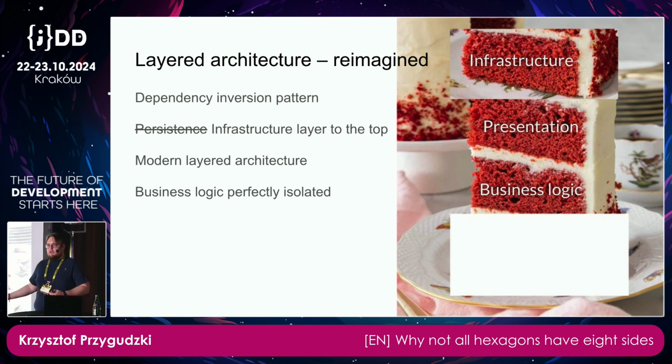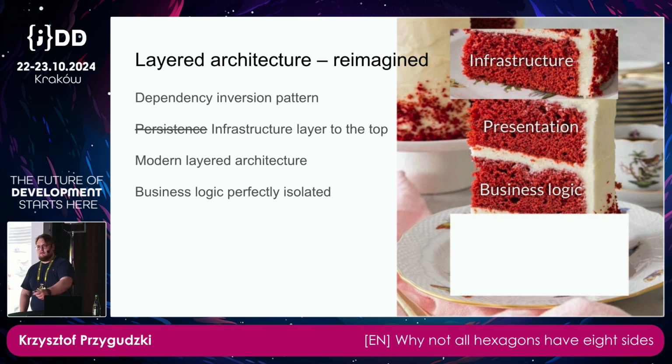And this is how we arrive at the modern layered architecture. The modern layered architecture from top to bottom is infrastructure, presentation, and business logic layers. Infrastructure is on the very top, so it sees and can consume and depend on everything below. Then we have the presentation layer, which only depends on the business logic layer. And then we have the business logic layer, which depends on nothing, so it is perfectly isolated from the outside world.